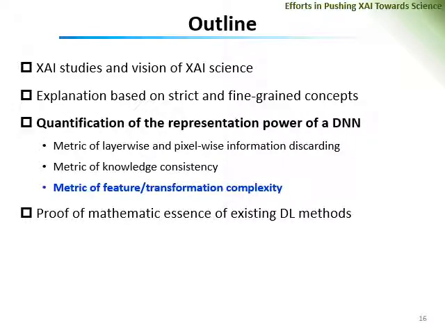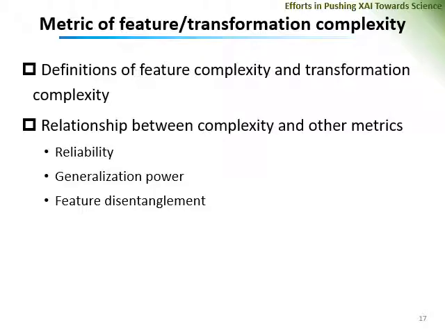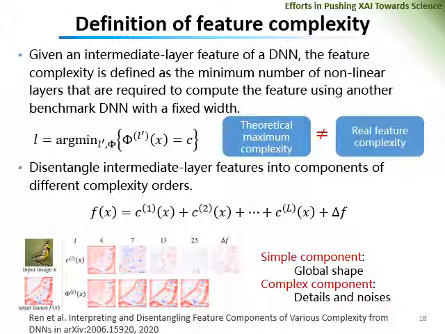Then I introduce the third metric, the feature and transformation complexity of a neural network. In our previous studies, we defined two types of complexities for a neural network: the feature complexity and the transformation complexity. Then we explored the relationship between the complexity and other metrics, such as feature reliability, generalization power, and feature disentanglement.